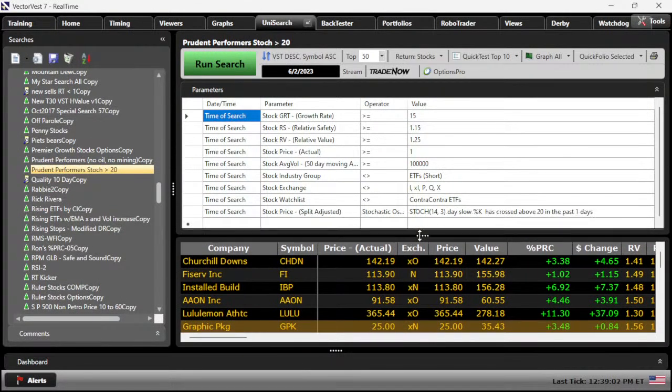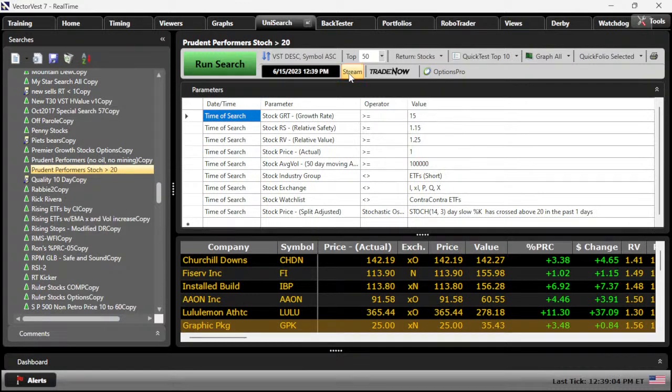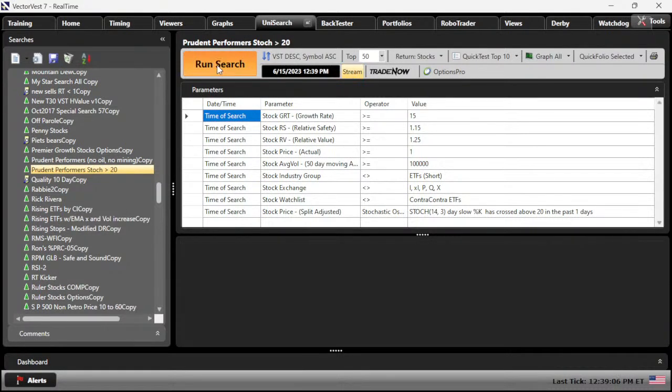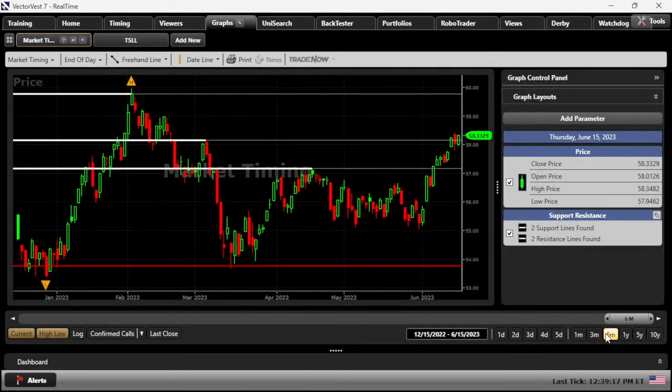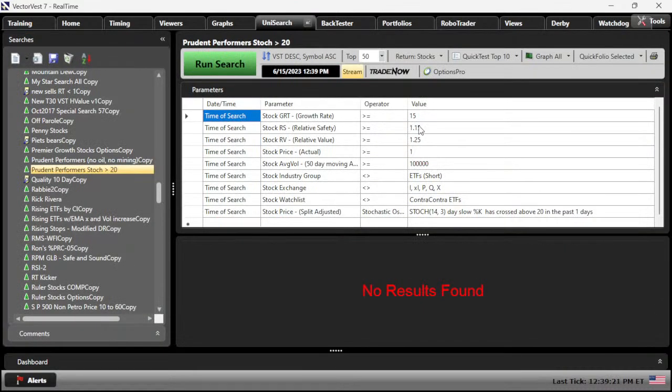Same search. I'm just going to click on stream here. Current date and time, run the search. No results. All right, no results. Why aren't there any results? Well, I'm suspecting that because the market is on a tear lately, there aren't that many stocks that meet all of this criteria here, and also the stochastics has just gone from below 20 to above 20.